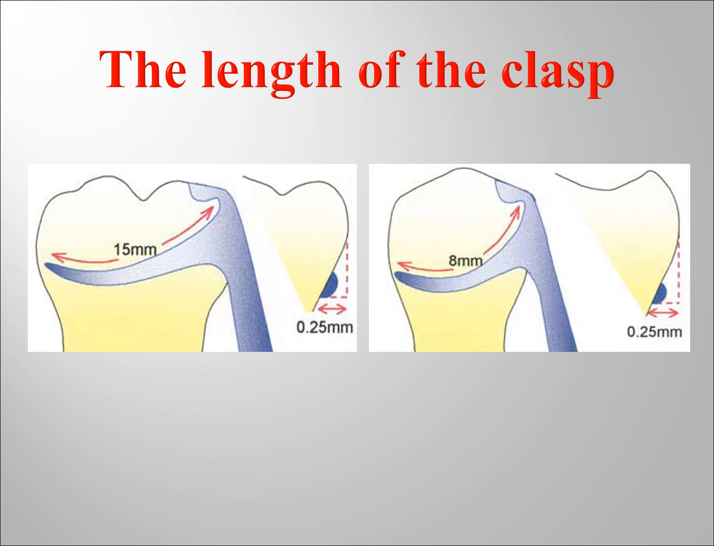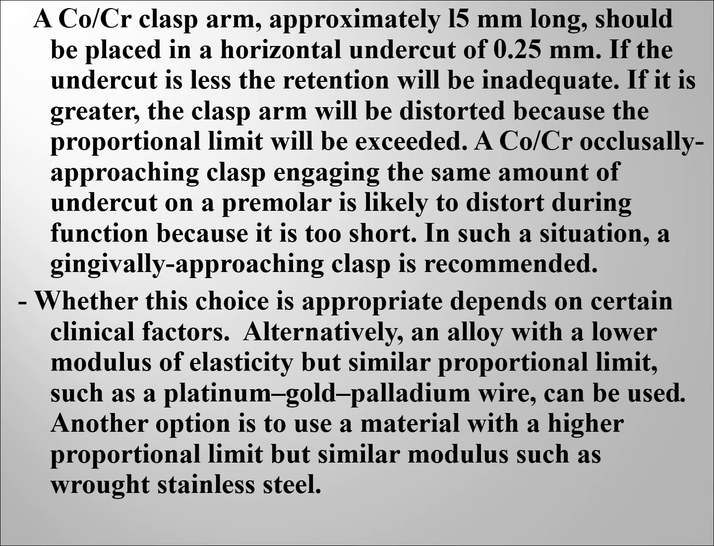The length of the clasp, this is very important. Again, occlusally approaching cast cobalt chromium needs at least 15 millimeters to have a certain taper to end with a flexible retentive tip. If it is shorter, it will not be flexible. Then you cannot use it on a premolar, and you cannot use it if the depth of the undercut is more than 0.25 millimeters. Then you either use a different material or a different design of clasp.